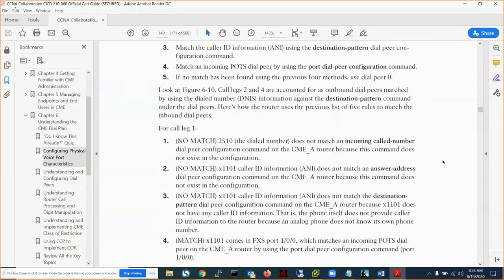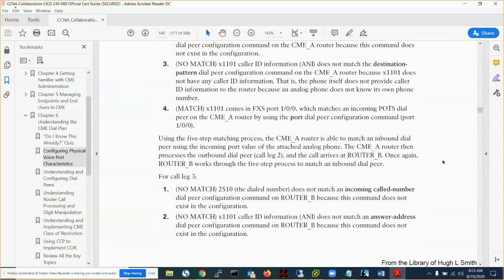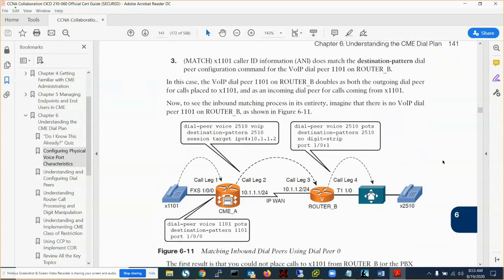Let's check something. Right, so that was the first two. And now this is three. So three matches because it has a dial peer. And if this is the same diagram, let's pick this illustration here. It's the same as above. No, I think it's different. Yeah, it's different. But anyhow, it does match the destination pattern dial peer command for dial peer 1101 on router B.